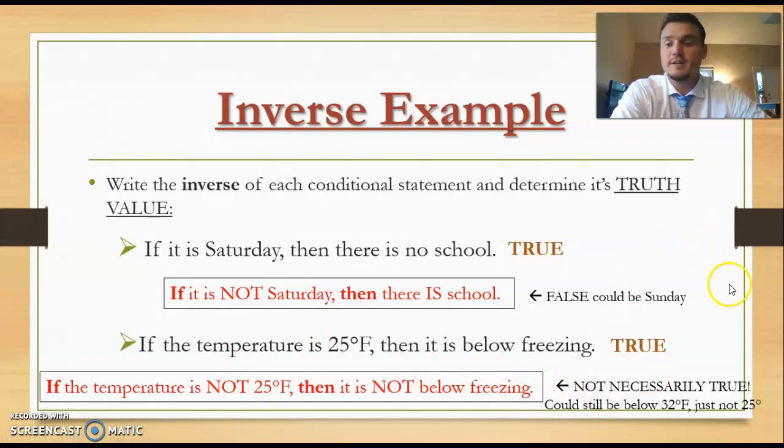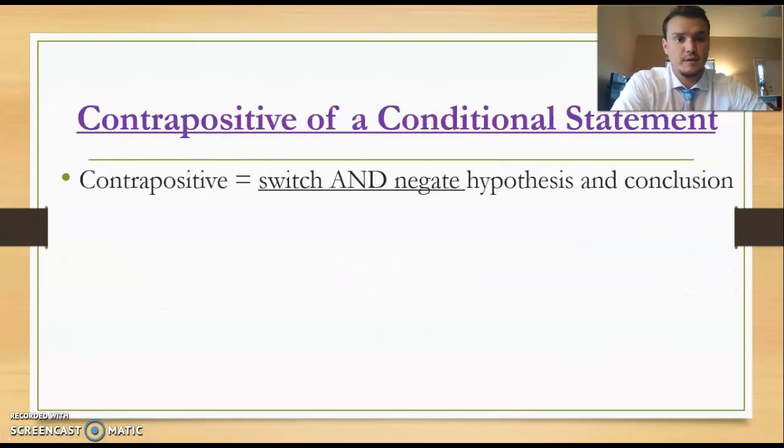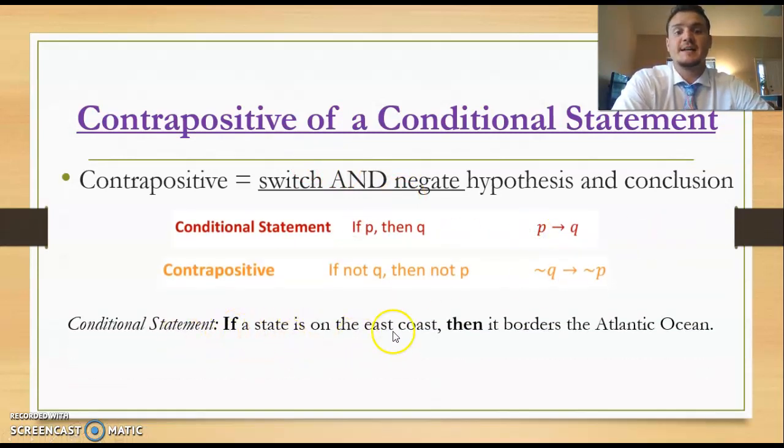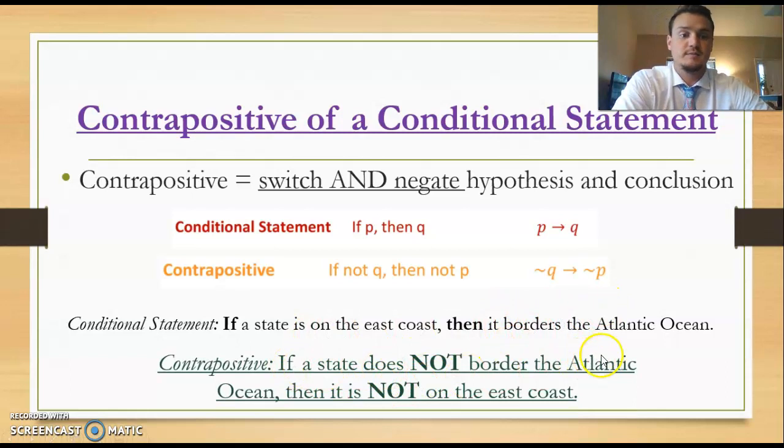All right, and then the last one here is contrapositive. So contrapositive of a conditional statement is where we're going to switch and negate. So we're just going to jump right to the example. Conditional statement, if a state is on the East Coast, then it borders the Atlantic Ocean. So we're going to negate and switch, or switch and negate. So it would be if a state does not border the Atlantic Ocean, then it is not on the East Coast. So again, we negated and we swapped it around. You could pause this to try to make sense of this. All we're doing is we're basically doing a combination of the converse and the inverse. That's what the contrapositive is.